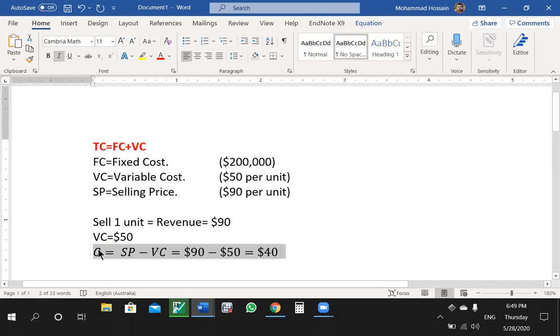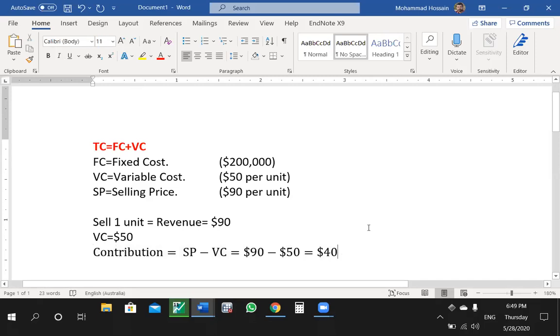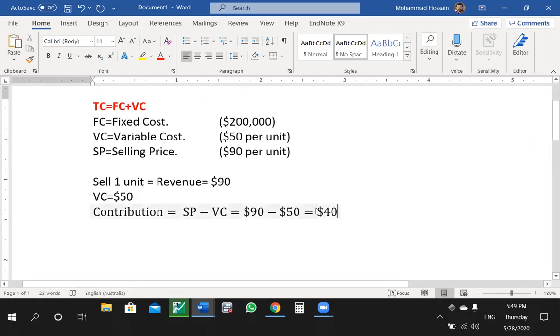This $40, what do you call this $40? This $40 we call as contribution. Interesting part here is this. You got $40, right? Now look, when you make one sale, you sold it for $90. But look, you covered only $50, the variable cost of that unit. But you still have to pay off this fixed cost.